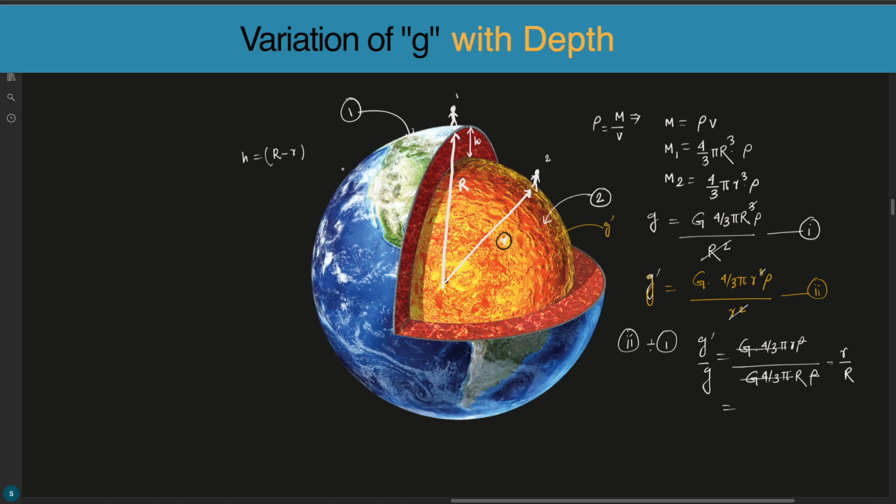So if we say this is capital R minus small r, then small r is equal to R minus h. If you plug in this value over here, then this value is R minus h by R, and g dash is equal to 1 minus h by R into g. Okay, so this is the formula you need to remember for the variation of g due to depth h from the surface of the earth. This is the variation of the gravitational acceleration when we are moving inside the surface of the earth up to depth h. Alright, I think you have understood.